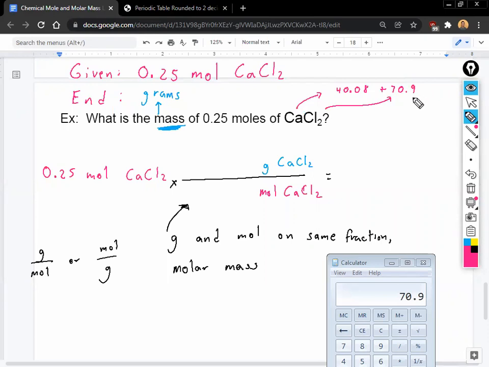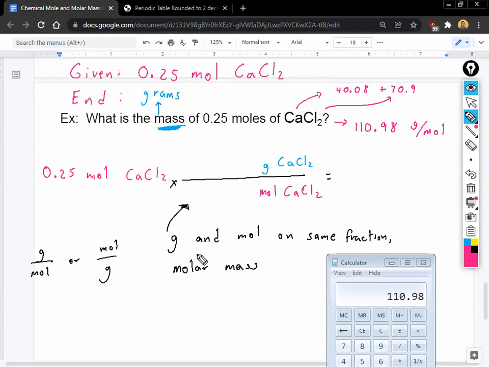So if I want the molar mass, all I need to do is add them together. So I'm going to take 40.08 plus 70.9, and the molar mass of CaCl2 is going to be 110.98. But what are the units of measurement? Grams per mole. Exactly, grams per mole. And that's very important because that's going to show us where to put the numbers on the fraction. Okay?